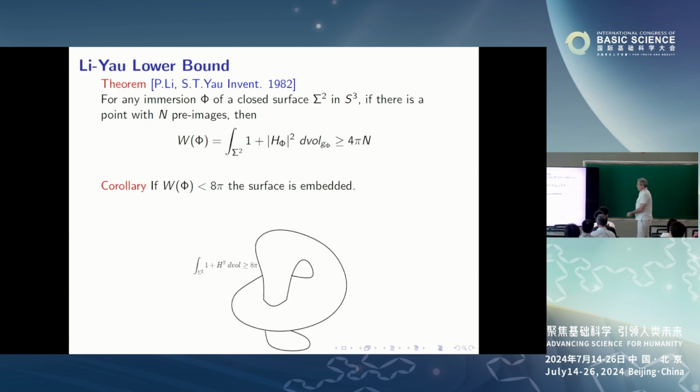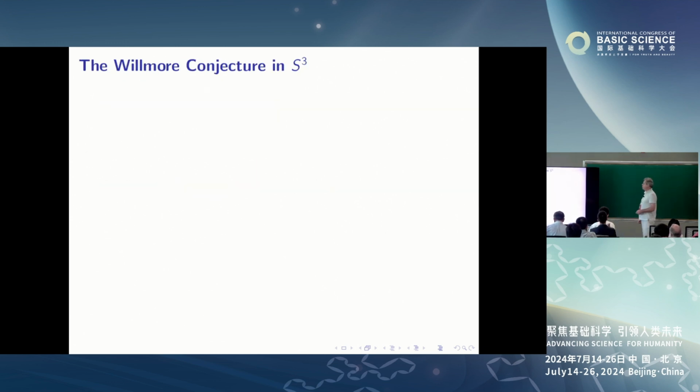And for instance, here in this situation, it's automatic that the energy is larger than 8 pi. So this energy is measuring something about the way you are immersed. But even more, you could also make topological assumptions which are not about the way you are immersed, but which are about the surface itself. And this is the famous Willmore conjecture in S3. I'm formulating it in S3, and it was proved by Marques and Neves in 2012, but published in 2014.